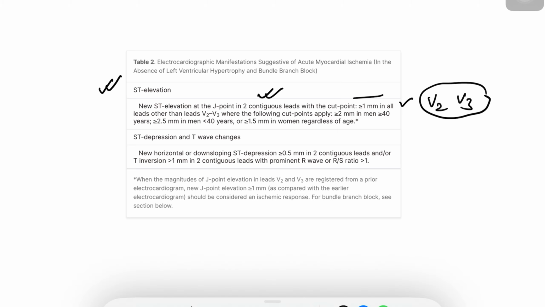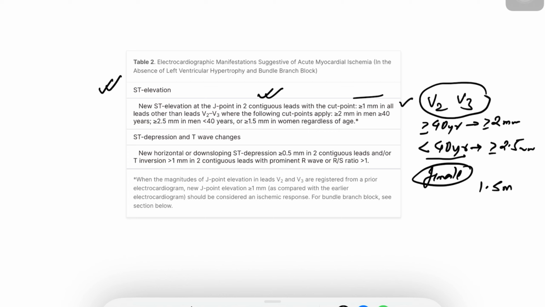For men of 40 years or more and men less than 40 years, there's a different criteria. For men less than 40 years, the elevation should be more than or equal to 2.5 mm, while in men 40 years or more it should be more than 2 mm. In females it's the same irrespective of age, more than 1.5 mm in V2 and V3. For all other leads there should be more than 1 mm elevation at the J point.